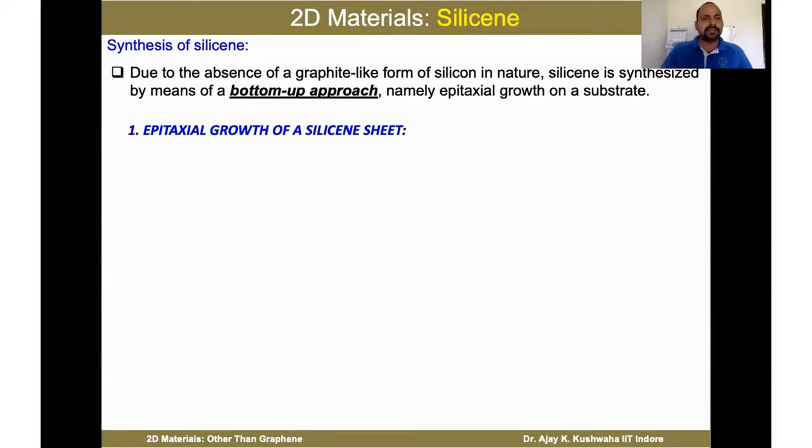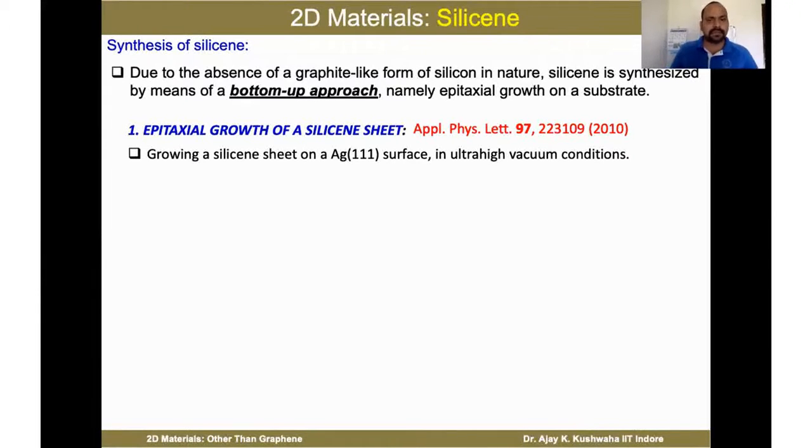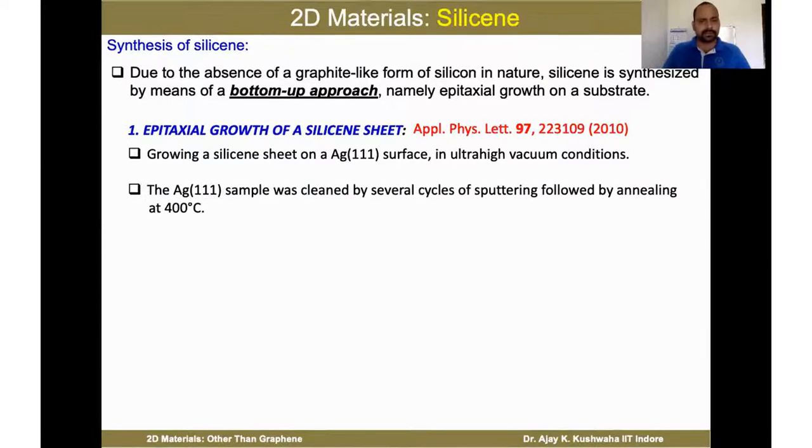And this is the first study. Epitaxial growth of a silicene sheet was published in Applied Physics Letters in 2010. The report says they grew silicene on a silver 111 substrate under very high vacuum conditions. In this growth, they first treated the silver substrate, cleaning it several times by sputtering the atoms, and then it was annealed at 400 degrees Celsius to achieve a specific orientation as well as a very uniform, smooth surface.